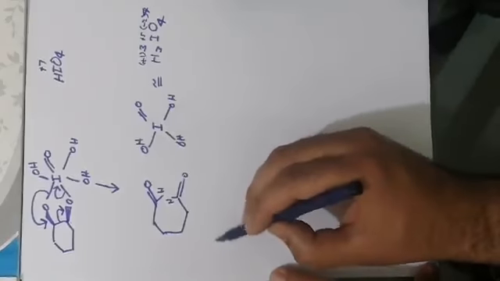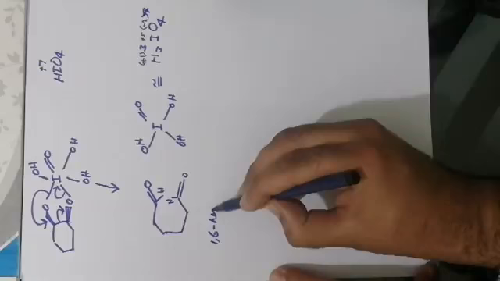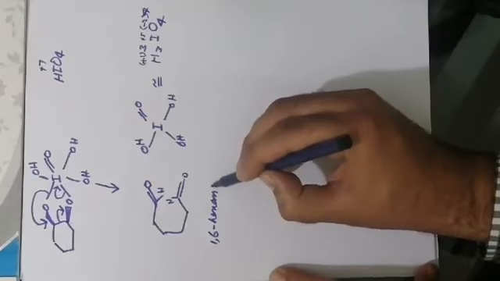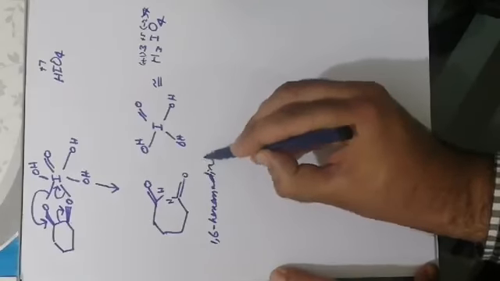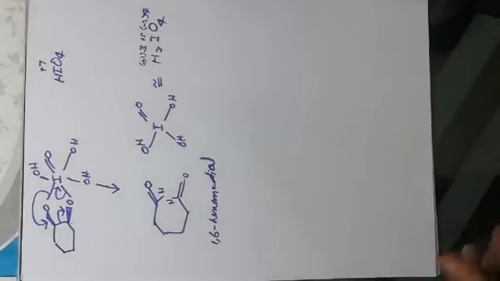So this is hexane-1,6-diol. Dicarbonyl compounds are formed in this reaction.